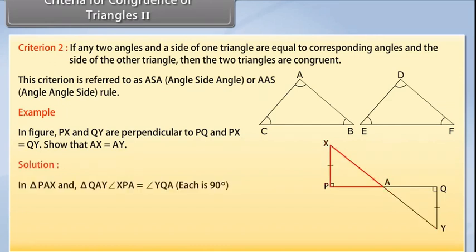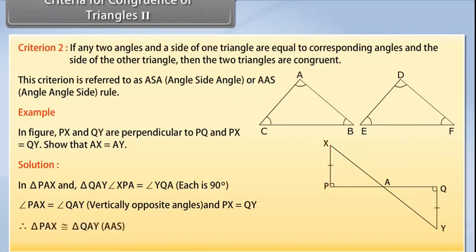Solution. In triangle PAX and triangle QAY, angle XPA is equal to angle YQA because each is 90 degrees. Angle PAX is equal to angle QAY because these are vertically opposite angles. And PX is equal to QY. Therefore, by AAS congruence rule, triangle PAX is congruent to triangle QAY. Therefore, AX is equal to AY, CPCT.